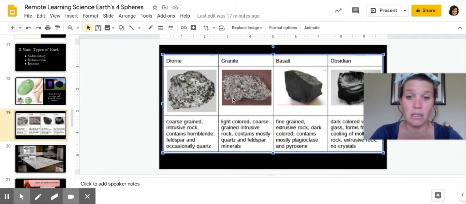This granite cooled and hardened very slowly. So the crystals started to grow and the minerals started to grow and you can see them. Obsidian cooled very, very quickly. So we don't see any crystals.